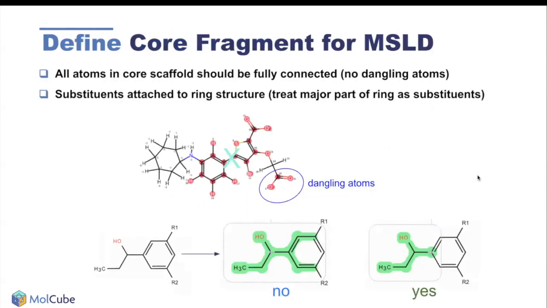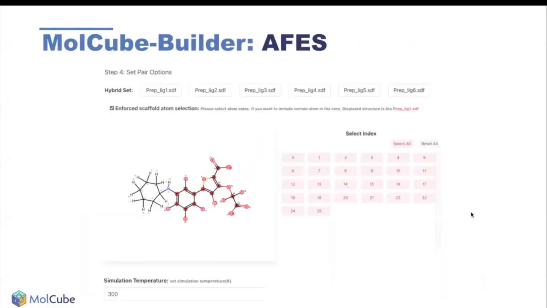You may be uncertain if you do this for your own system. However, I share two rules of thumb here. First, make sure all atoms within the core scaffold are fully connected. In other words, we don't want to have dangling atoms. Second, if there are different functional groups attached on the same ring scaffold, treat the major part of this ring as substituent instead of core scaffold. In this case, the current definition of core part is reasonable, and we will keep it as is.